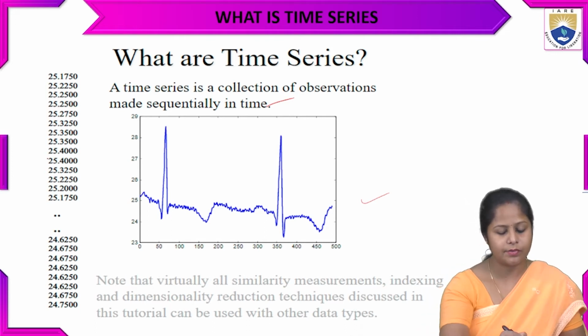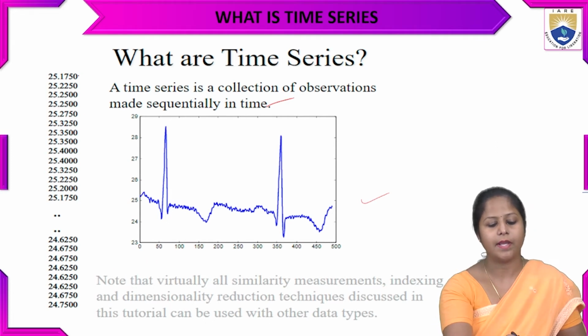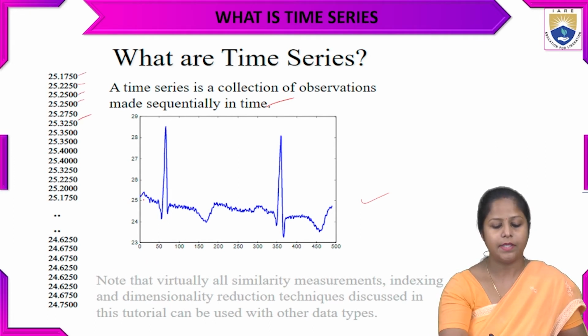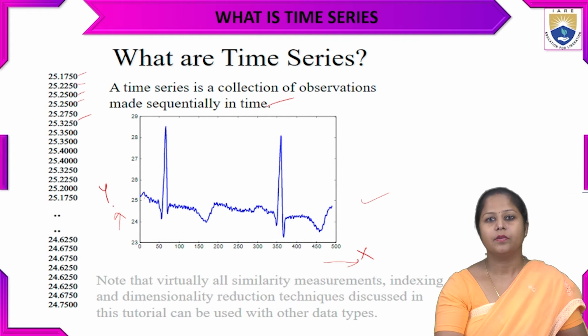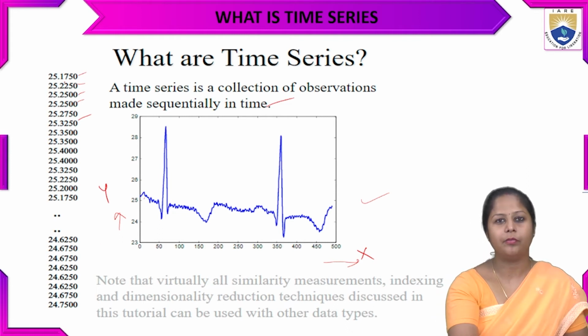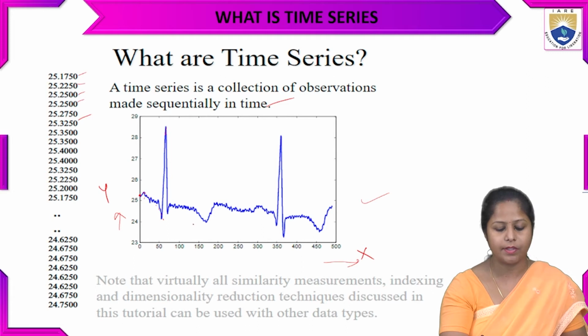So here are some values given here. According to that, these trends have been plotted. Here is the x-axis, here is the y-axis. So we can see here 25.1750. From here it is started, right? After that 25.2250, somewhere here. So like this, the graph is increasing, decreasing also, then increased, decreased, like that.